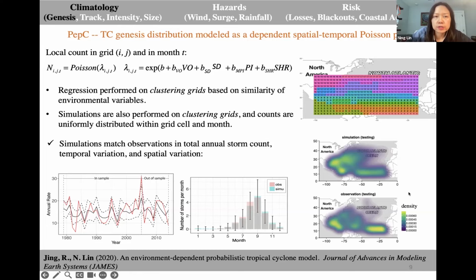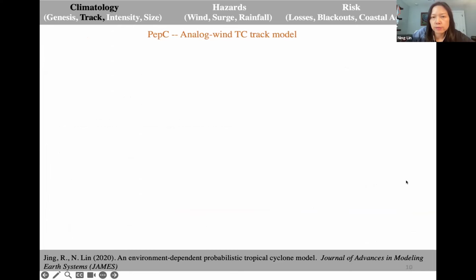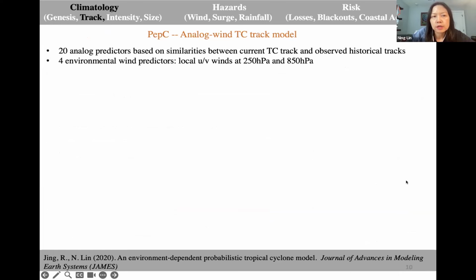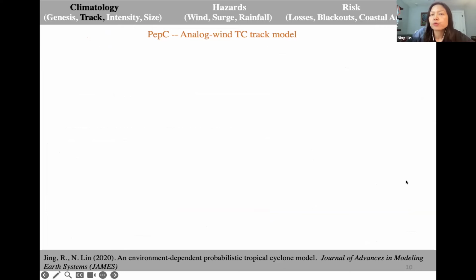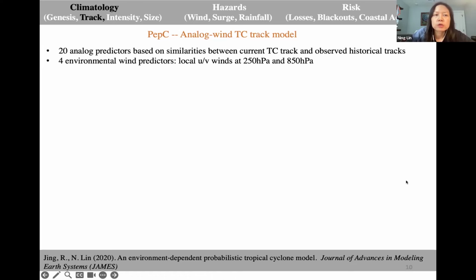Once we generate these storms, we can move them along, which is the storm track. So we have an analog wind TC track model. The idea is that generally TCs are moved by the large scale environmental wind, but this large scale environmental wind has large uncertainties in our observation and prediction. So in addition to this environmental wind, we add patterns we learned from the historical tracks. We use 20 analog predictors based on similarities of the current track and the observed historical tracks, plus environmental wind parameters that drive the wind.